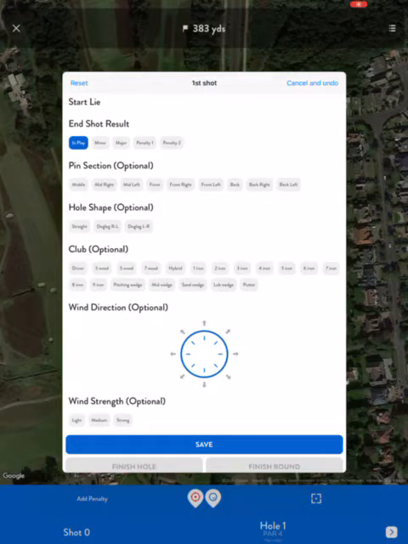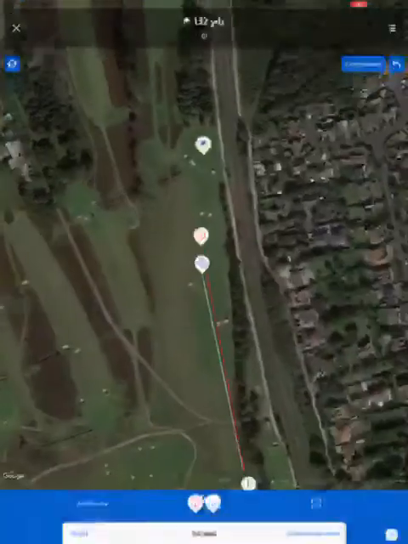For example, what section the pin was in, what the shape of the hole was, what club was used, and the wind direction and strength. This allows us to go into even deeper detail in the analysis if they want to input that data. If they don't, they can simply move on.